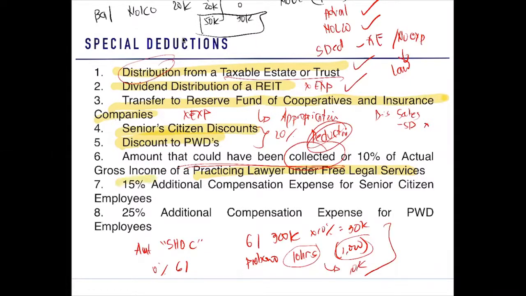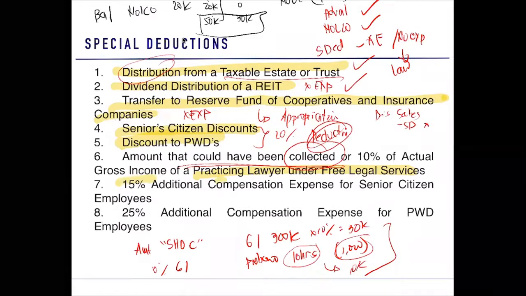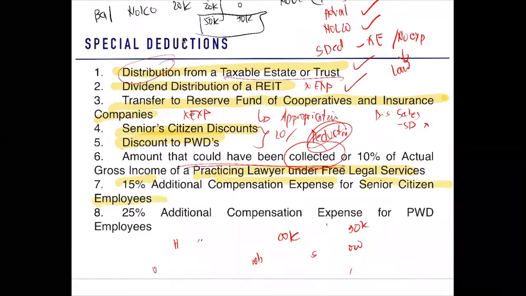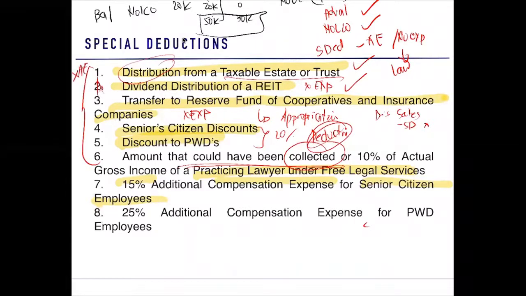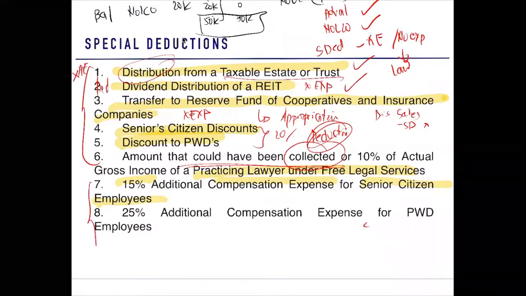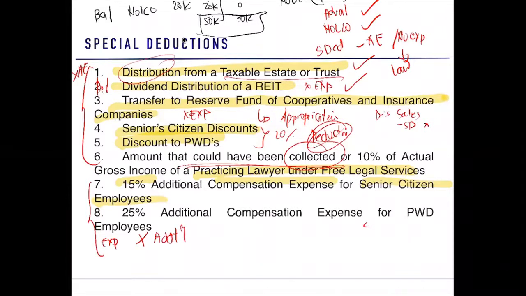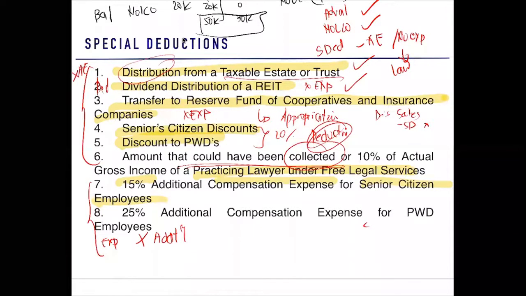Ito, 15% additional compensation expense for senior citizen employees. Okay, guys. We're done with items 1 to 6. In these items 1 to 6, there's no actual expense, but there is a deduction. For the next items, there is an expense and we can claim additional deduction. Okay, so we start with item 7. 15% additional compensation expense for senior citizen employees.